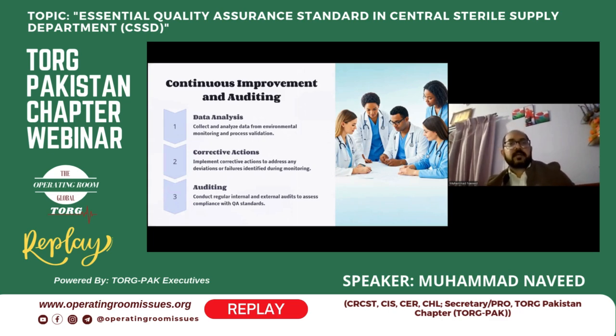Next is continuous improvement and auditing when using these standards. When we are using the standards and indicators, we have to make sure we have data for analyzing what standards we are implementing in the system and what outcomes are coming out. When we implement a quality assurance indicator, we have to collect all the information and document it, to analyze if anything is happening in our department.